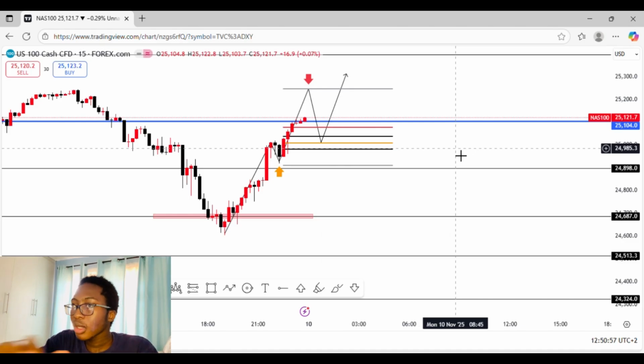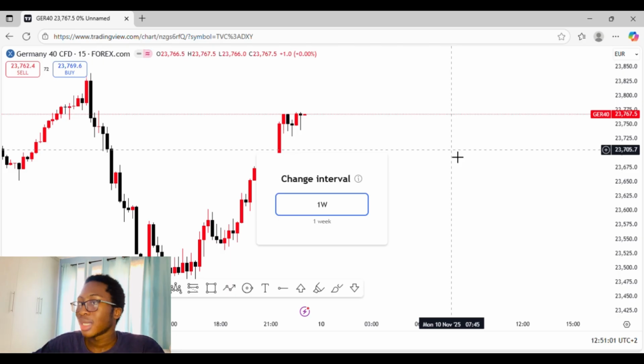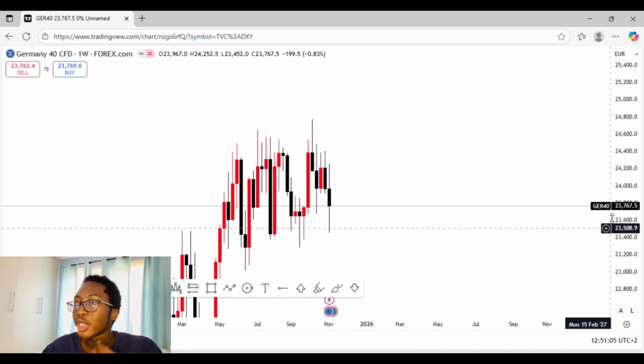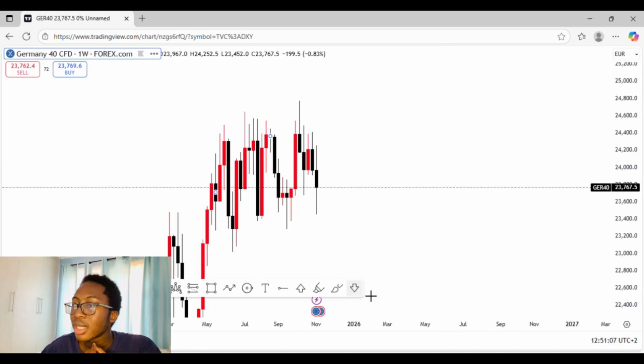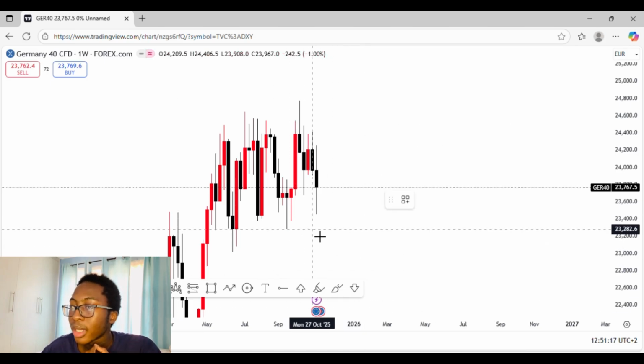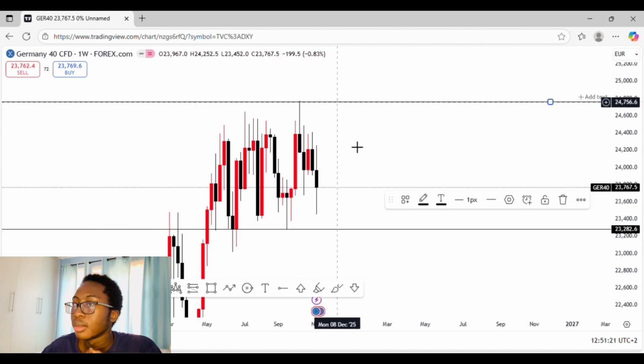So now I'll be going to GER30. Same thing. Same principle, it doesn't change. You need to find your current high and low. In this case, I have this as my current high. In this case, I have this as my current low. What do I do now? I simply mark those highs and lows. Simply mark that high and low. I simply mark that high there.